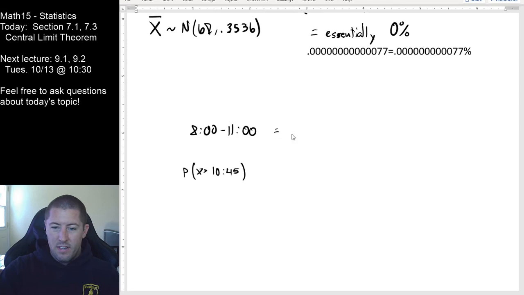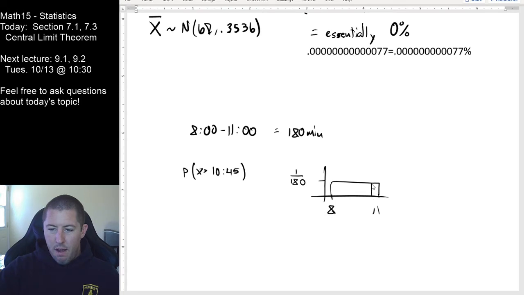Well, that's 180 minutes. And I just observed, so we've got from 8 until 11. Because this is 180 minutes, this is going to be 1 over 180. I am interested in the probability it comes after 10:45 because that's right now, and that's going to be 15 divided by 180 right there, which should be 1/12, right? Which is what, 8.125.